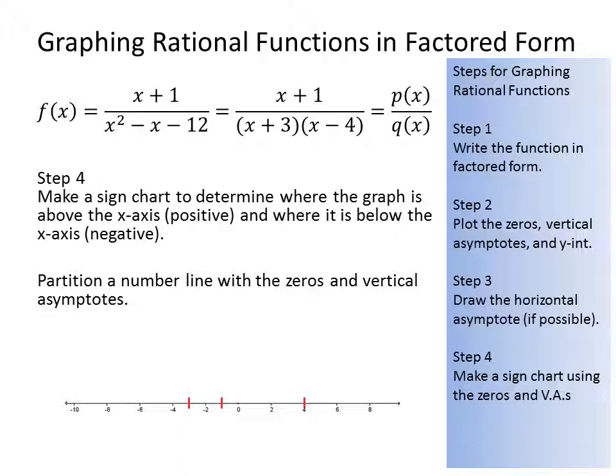By plugging in test points in each of these 4 regions, we see that this function is negative anywhere less than -3. It's positive in between -3 and -1, negative in between -1 and 4, and positive, once again, greater than 4. Remember, we can get these by simply plugging in any point from that region into the original function.